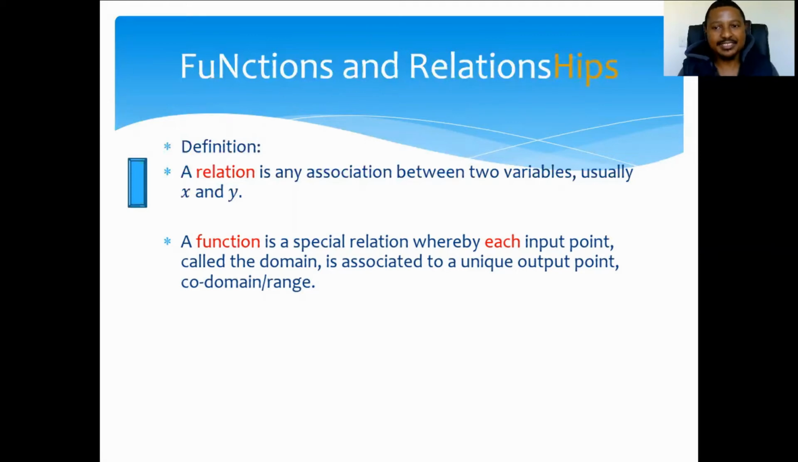You must make sure, learners, that you read the statement carefully and that you understand every little thing there, what it means, because the power of understanding what a function is relies on your understanding of the statement. Let's read the statement over. A function is a special relation whereby each input point, called the domain, is associated or mapped to a unique output point called the codomain or a range.